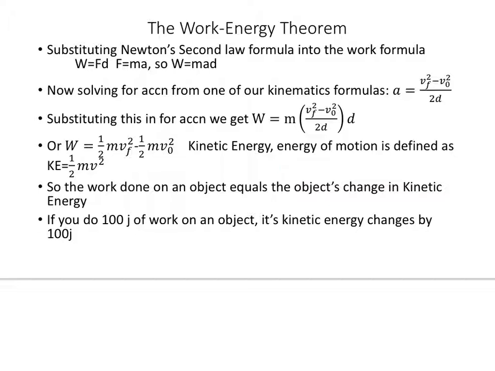By the same token, if the object is moving to the right here and the force is applied to the left, then the work done is going to be equal to the decrease in kinetic energy. The kinetic energy is going to get smaller. So, in essence, if you do, for example, 100 joules of work on an object, the kinetic energy of the object is going to change by 100 joules. It may increase or it may decrease depending upon the direction of the force.